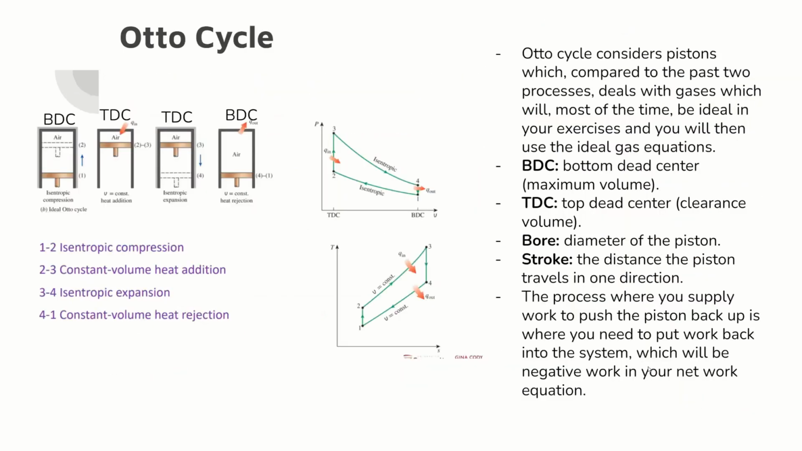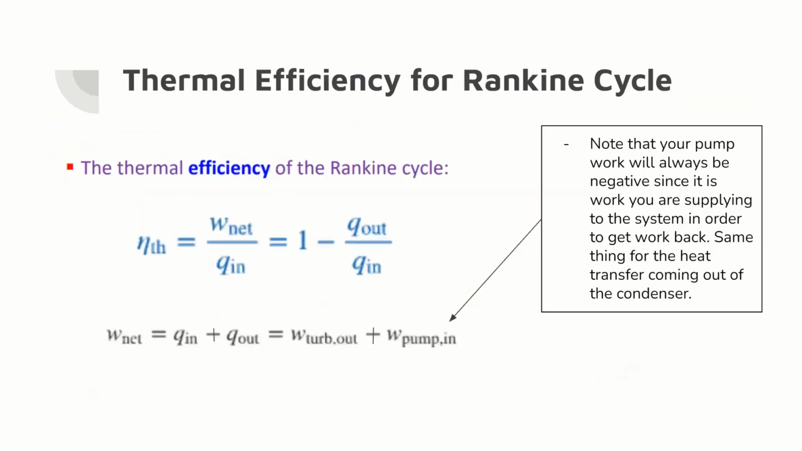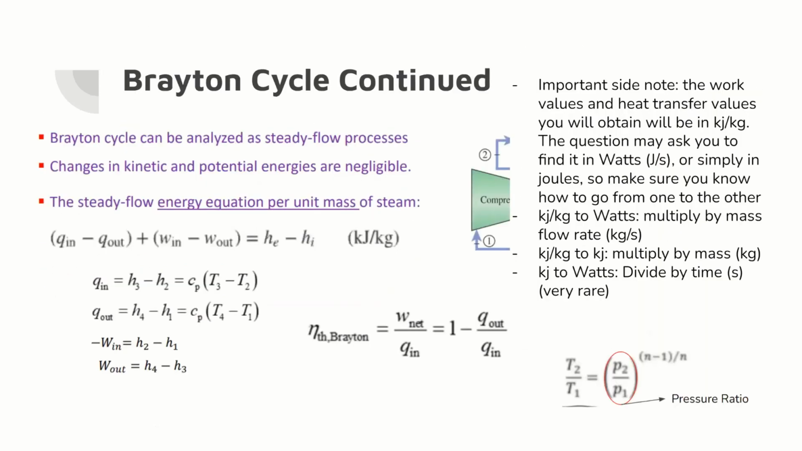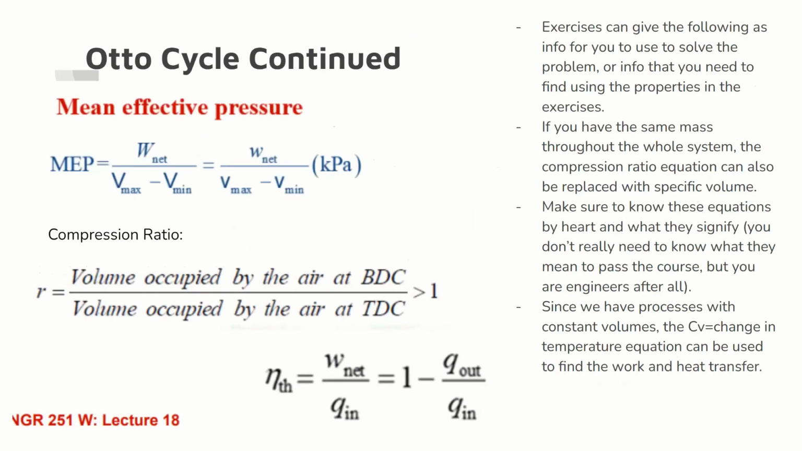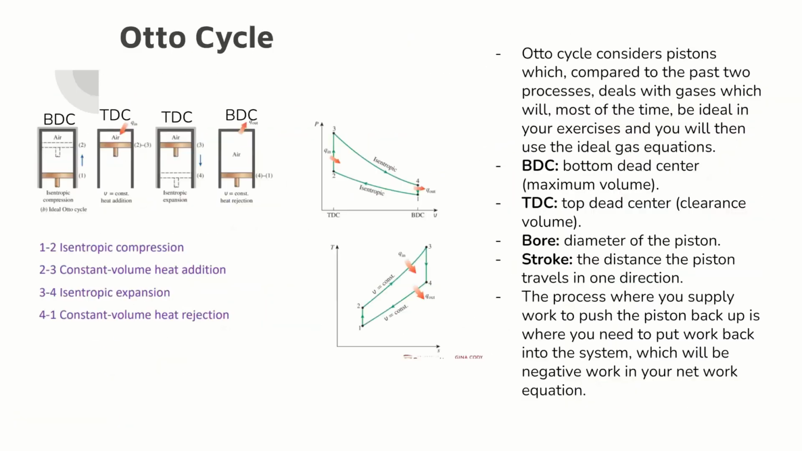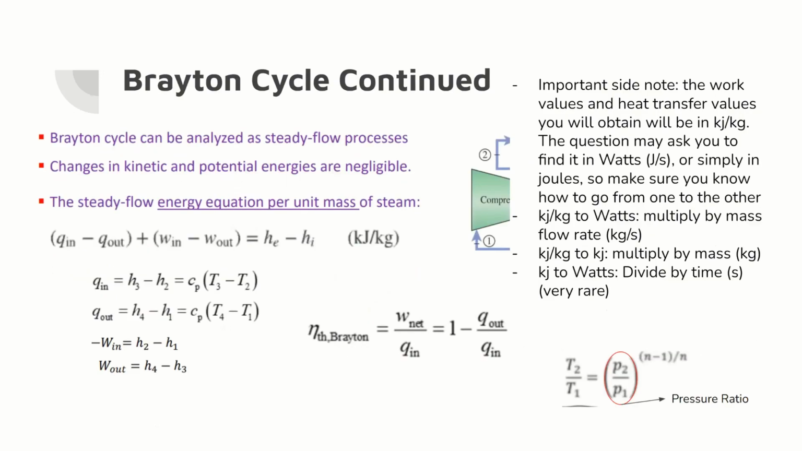Now, like I mentioned before, in Otto cycles compared to Brayton cycles and Rankine cycles, you won't be using specific enthalpy to calculate your Q in, your Q out, your work in, your work out. You'll be using specific internal energy. I don't have this slide for the Otto cycle, but it's going to look very similar, but instead of H3 minus H2, it'll be specific internal energy at state 3 minus specific internal energy at state 2, which is equal to not CP, but CV times change in temperature, right?